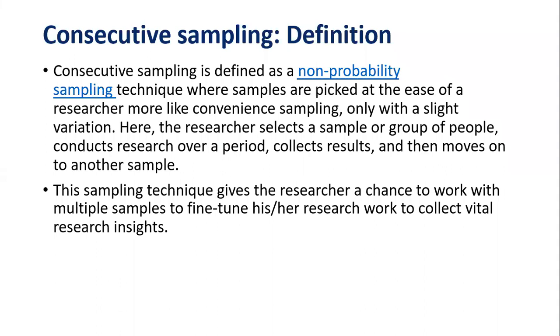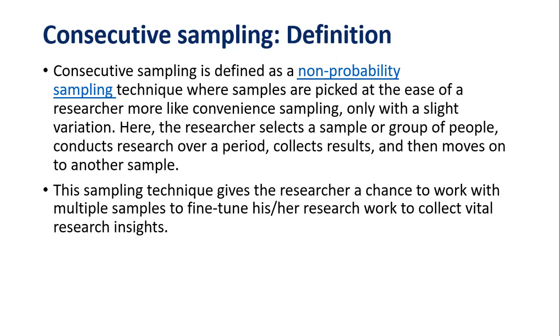Today we are going to study one more type of non-probability sampling, that is consecutive sampling. So, what exactly is consecutive sampling? It is a technique where samples are picked at the convenience of the researcher, more like convenience sampling. We have already seen in the last class what convenience sampling is. Whatever population is easily available, we will do a survey on it.